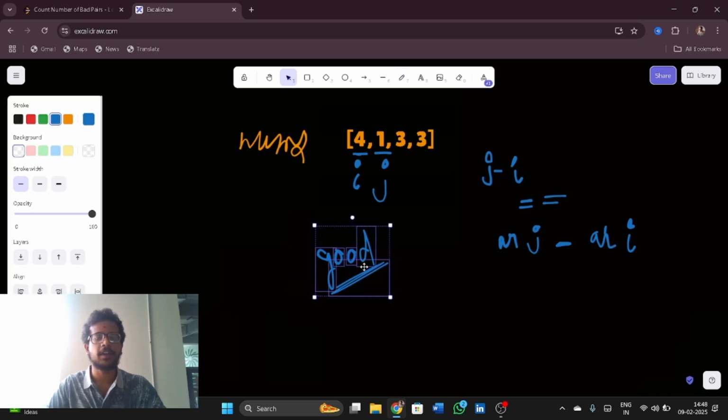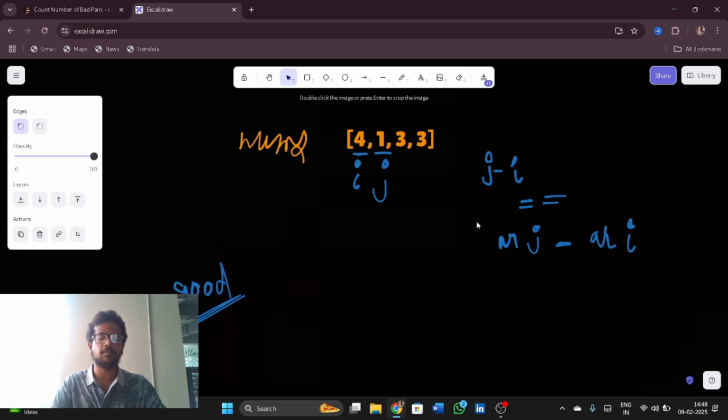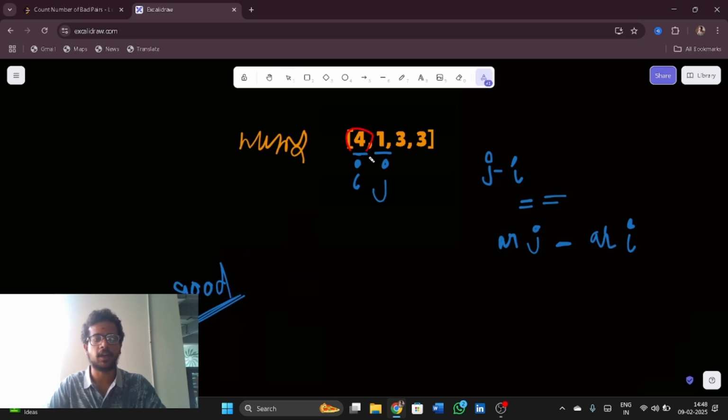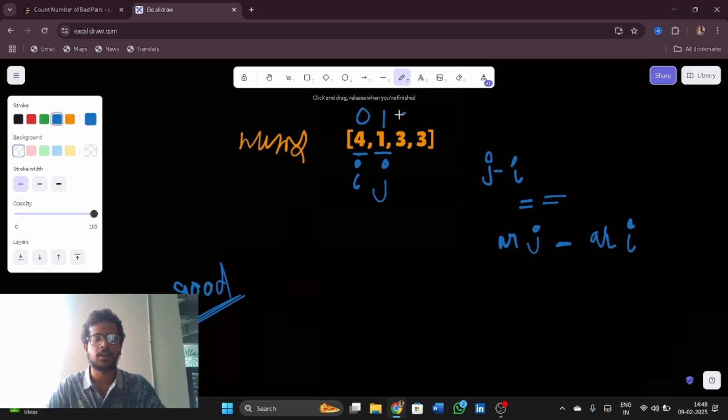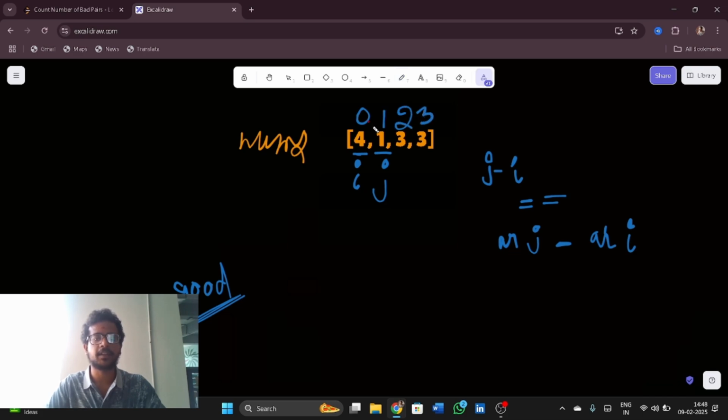Let us go through this example where I got 4 and 1. Whether this pair is a good pair or a bad pair, let us see. 0, 1, 2, 3. If I take the difference between 0 and 1, it is 1. But 1 minus 4 is minus 3. So this is a bad pair. But I am searching for the good pairs. Now 4 is i, 3 is my j. 3 minus 4 is minus 1, and 2 minus 0 is 2. It is a bad pair. I am looking for the good pair.